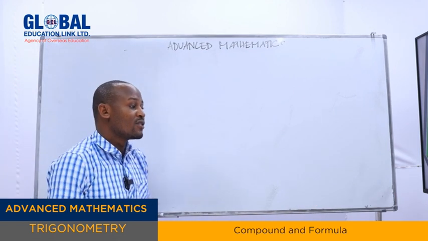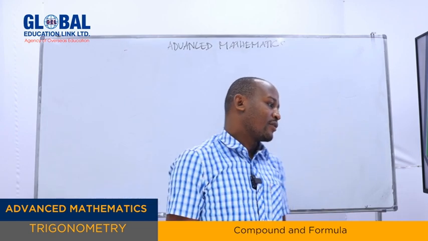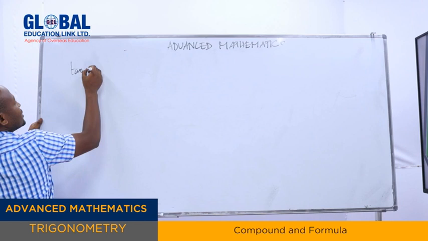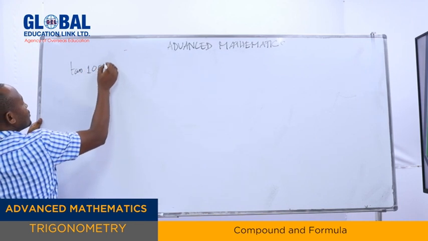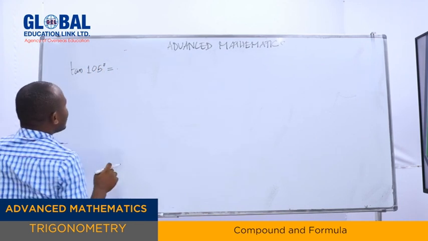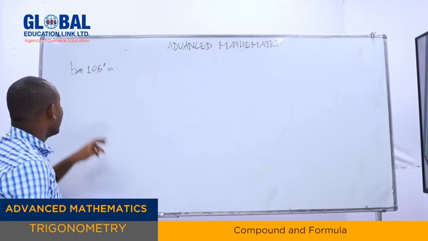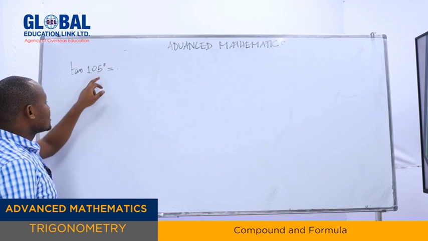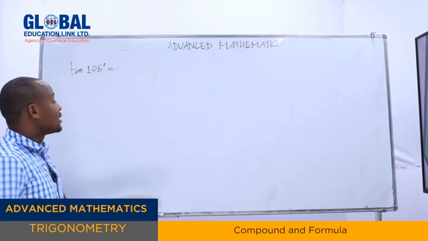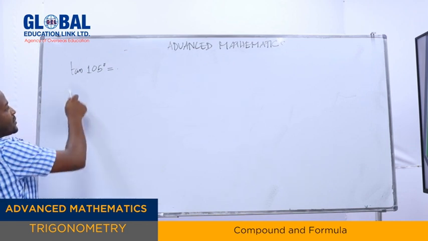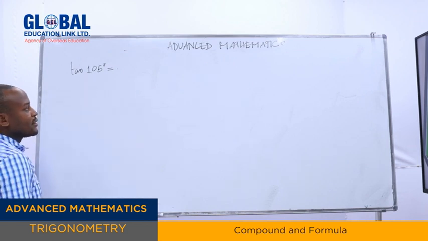How can we find the tan of 105? That is to say, we have tan 105. What special angles can we add or subtract so that we can have 105?